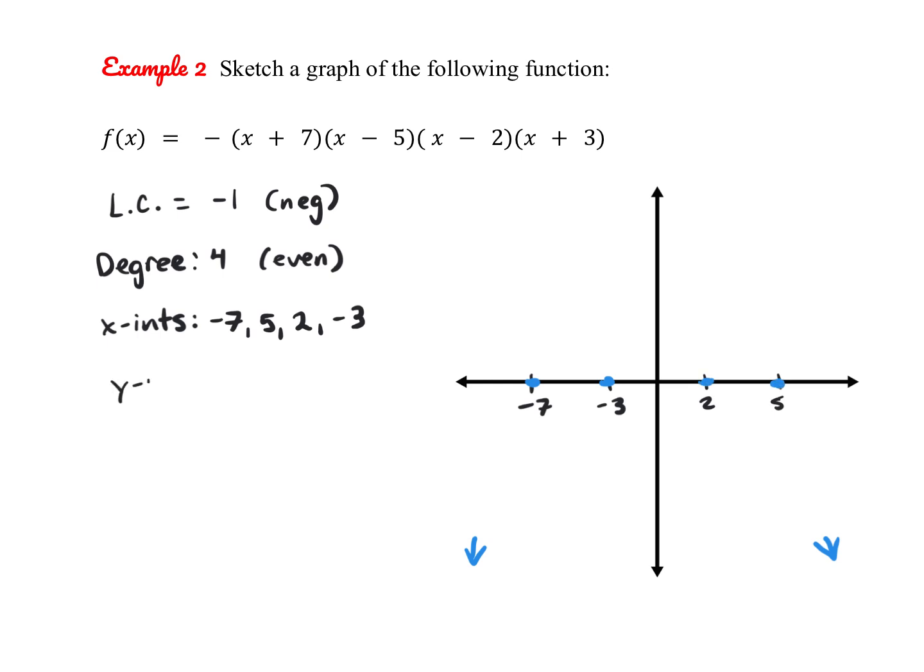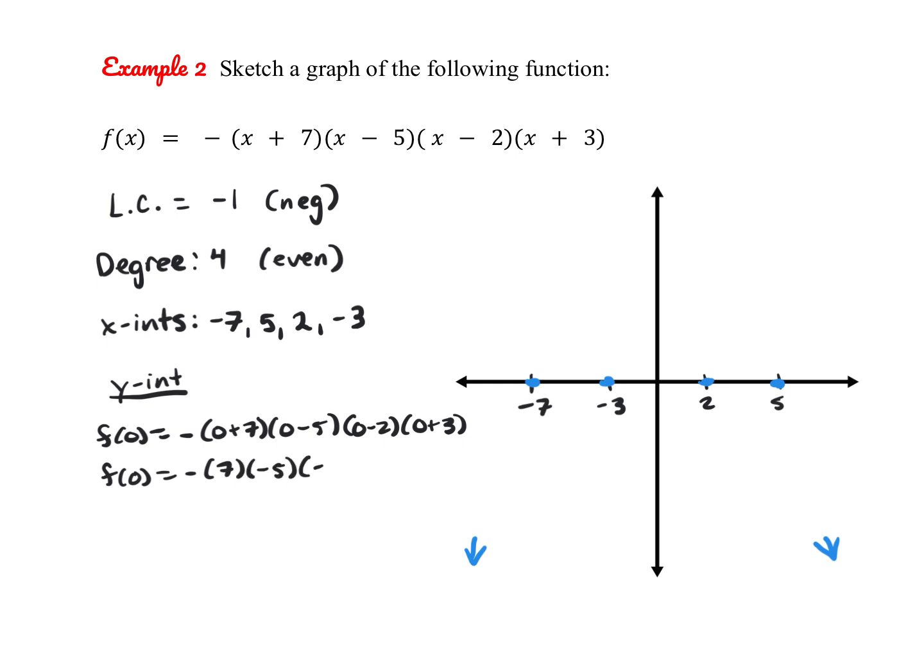And for my y-intercept, we're going to find f of 0. So -1 times 0 plus 7 times 0 minus 5 times 0 minus 2 times 0 plus 3. So -1 times 7 times -5 times -2 times 3. So f of 0, or our y-intercept, is -210, which is why we're going to be graphing without worrying about the scale. We just need to make sure we label it.